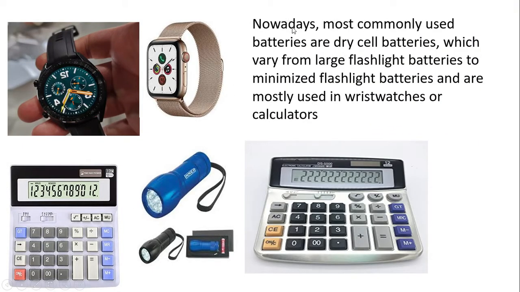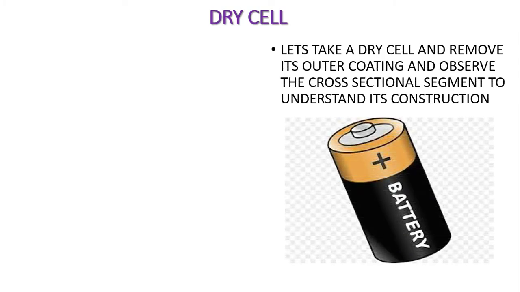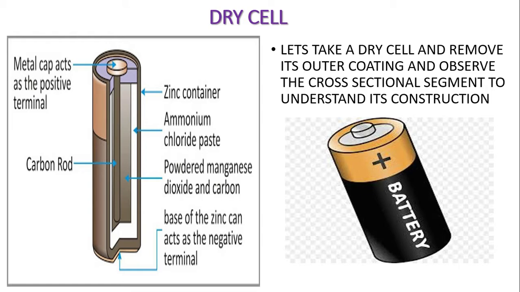So, nowadays, the most commonly used batteries are the dry cell batteries, which vary from large flashlight batteries to miniature batteries, and are also mostly used in wrist watches and calculators. So let's understand the working and construction of a dry cell, the inner components of a dry cell. To understand the construction, let's take a dry cell, remove its outer coating and observe the cross-sectional segment.